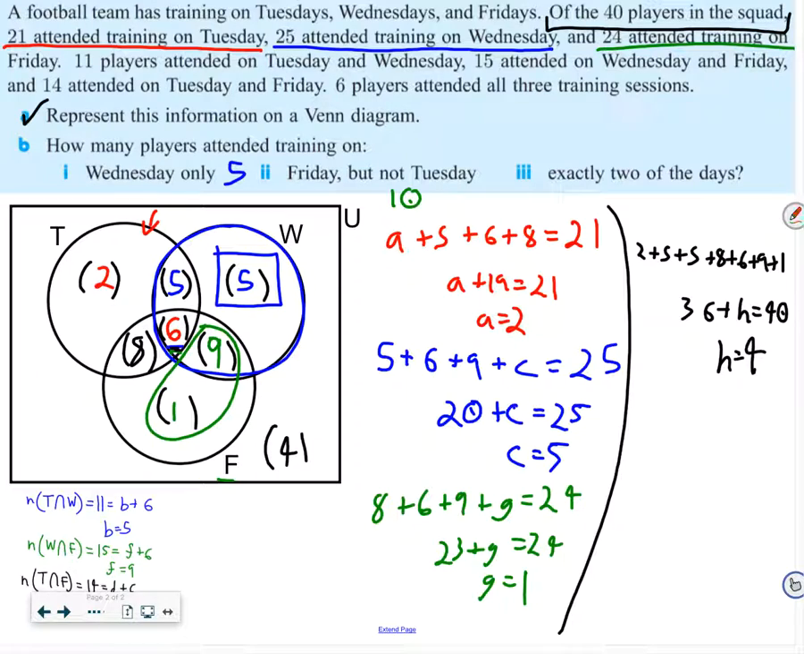The final question is exactly 2 of the days. Exactly 2 of the days means they didn't go to all 3 of them. They could have gone to Tuesday and Wednesday, Tuesday and Friday, or Wednesday and Friday. Those added up together is 22. That concludes our notes for today on problem solving with Venn diagrams.